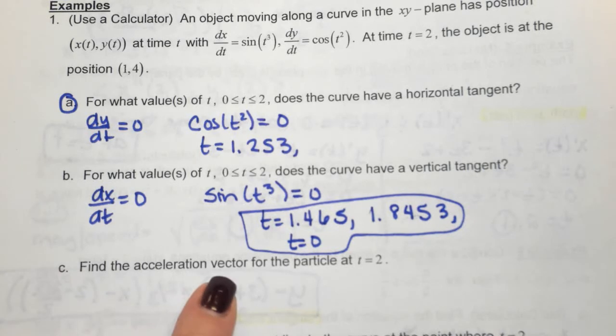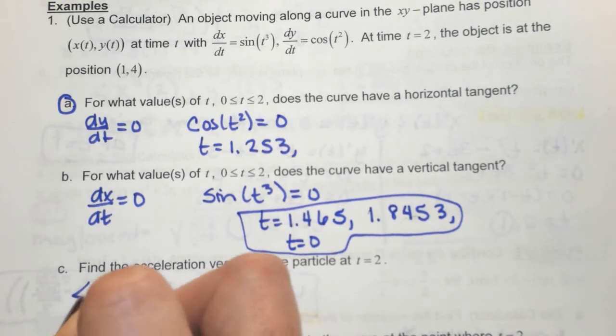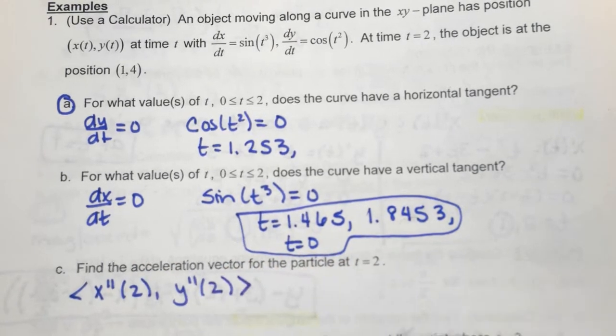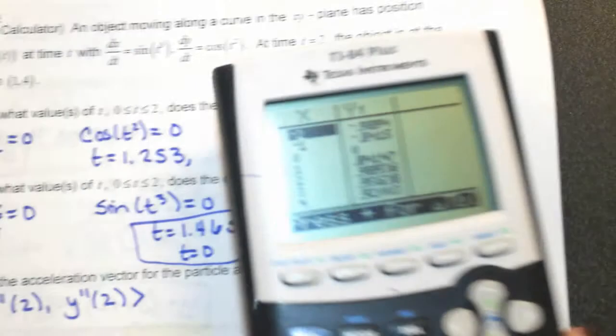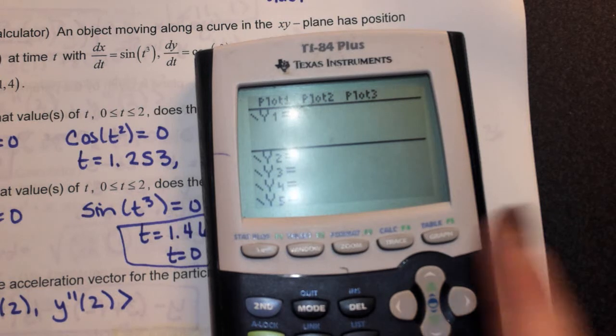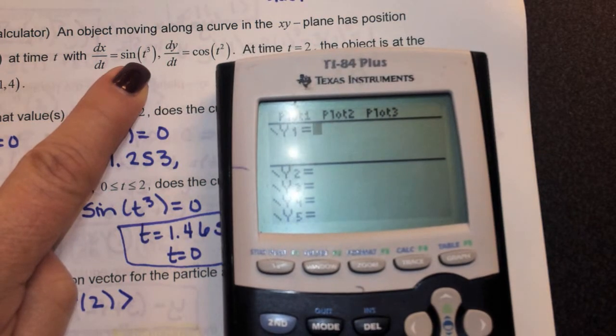Part C, finding the acceleration of the particle at t equal to 2. So now remember, this is where we want to find your second derivative at 2 for both your horizontal and vertical components. So remember, guys, on your calculators, you can do derivatives. So again, we can do that second derivative. So for example, to find x double prime of 2, I have my dx/dt, which is sine of t to the third.